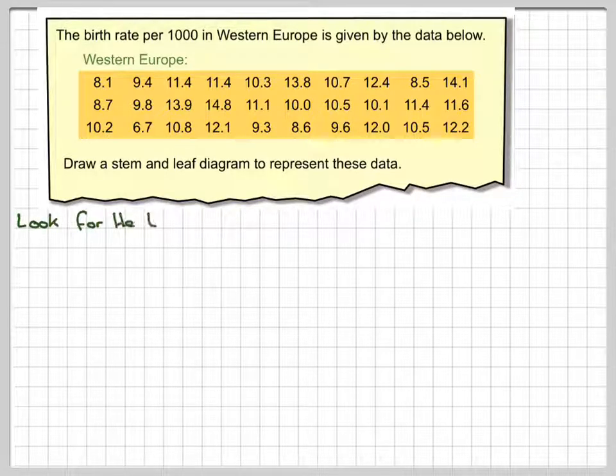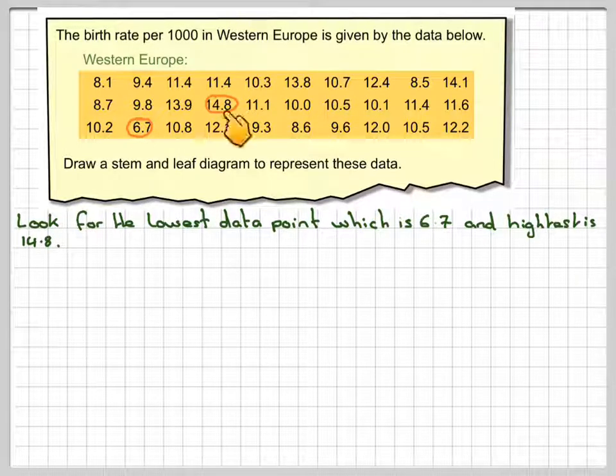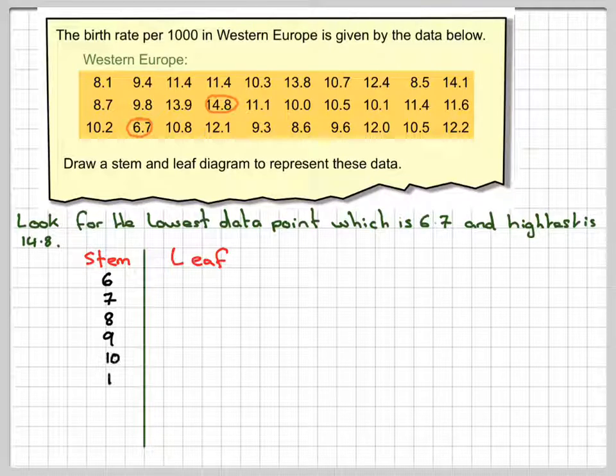Okay, so first of all, we've got to look out for the lowest value, which is here, and the highest value, which is here. And then what we do is we see that 14 is the highest, 6 is the lowest. So our stem will consist of the numbers from 6 up to 14. And then we go across each piece of data.